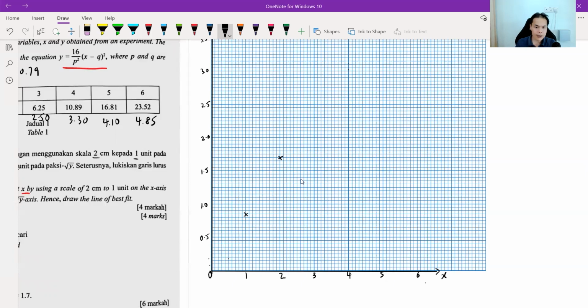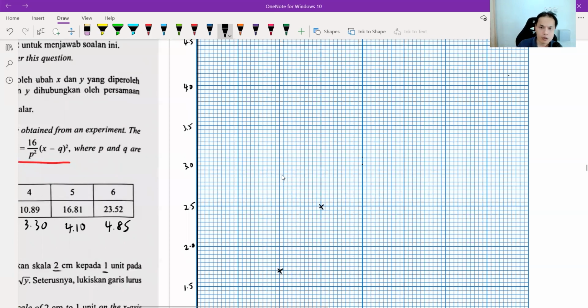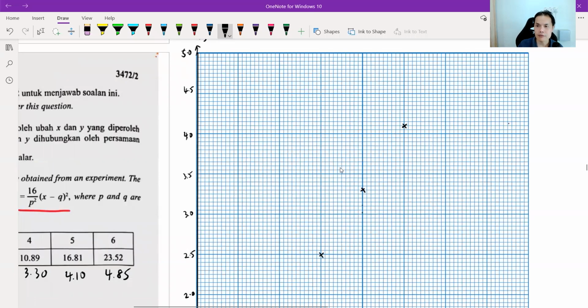Next one is 2.5, at x of 3. This is on the dot here, maybe a bit more to the left. Then 4 and 3.3. 3.0 is here, 3.3 a bit higher. When I zoom in, it's easier to see. Next one is 5 and 4.1, and 6 and 4.85. So it's here.